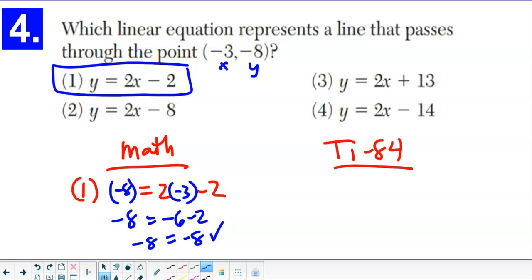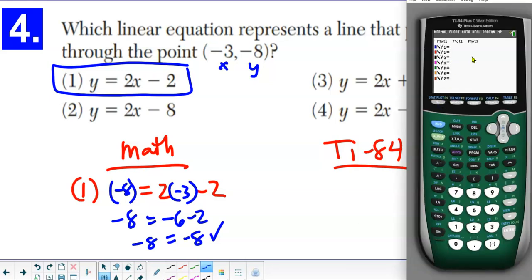If you want to use the TI-84, you would use the y equals button. You would turn the calculator on, and in the y equals button you would type each of the options. So 2x minus 2. Whoops. You could look at the table by pressing second, graph, and then look for the value of -3. If it has a -8 as a y, then that's a match. I could try number 2 so you could see the difference. So that's 2x minus 8. When I look at that table, and I look at -3, the y value is different.